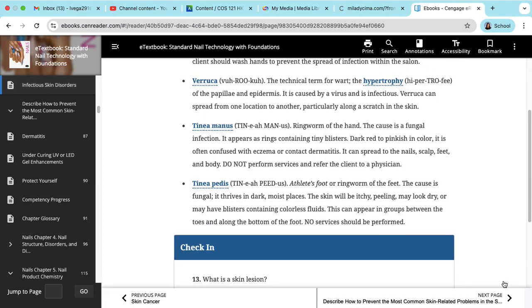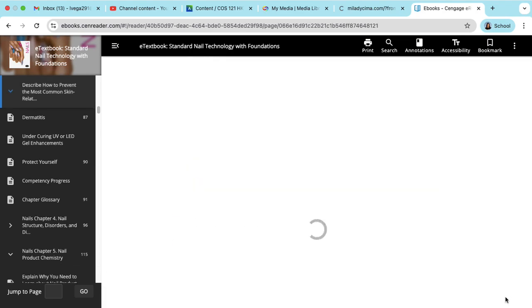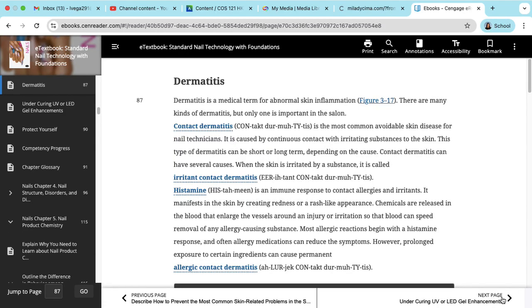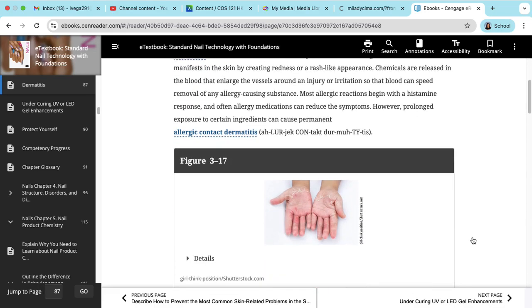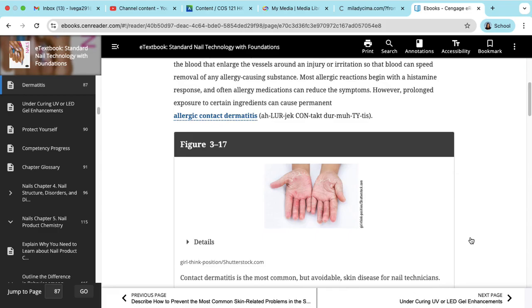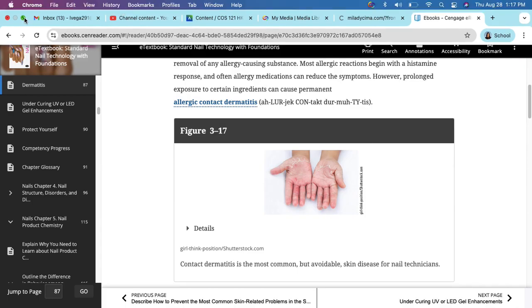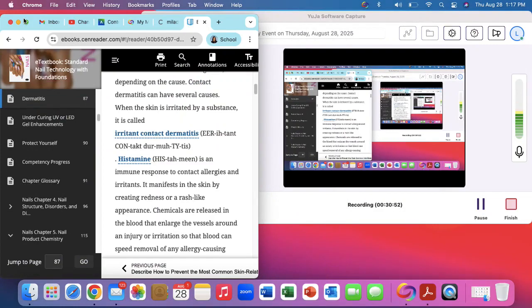So we are going to read right here where it says we have dermatitis. So we have contact dermatitis, which is the most common avoidable skin disease for nail technicians. You can see the picture right there. And up to right here is going to be our review for this chapter for today.